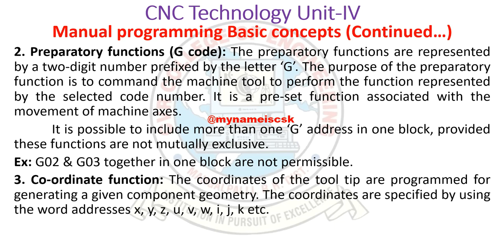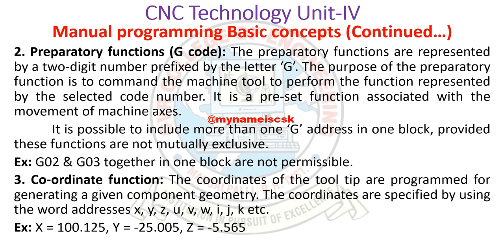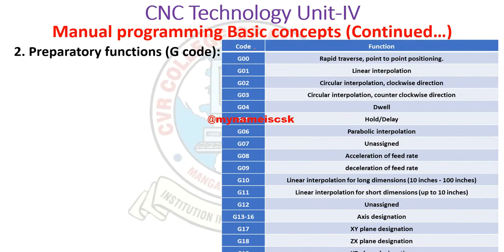It is better to write the two G codes in separate lines. And coordinate functions XYZ, UVW, IJK, all these are coordinate functions. For example, X is 100.125, Y is minus 25.005, Z is minus 5.565. So like this we will have different preparatory functions, coordinate functions, etc. These preparatory functions again, each will start from G00 to G99.